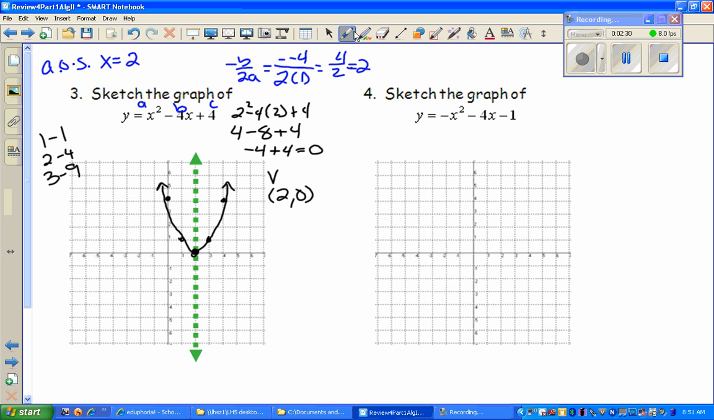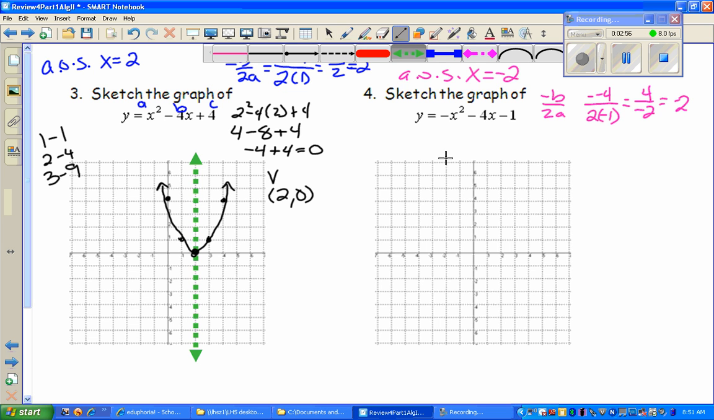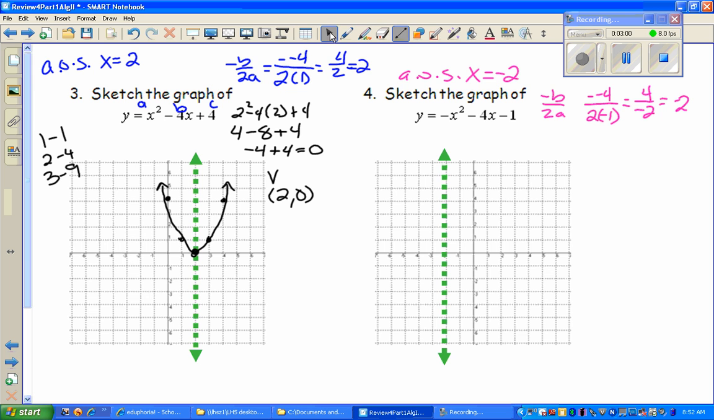Number 4 is the same format. So again, I'm going to do the negative b over 2a. So here, again, negative 4 over 2 times a. In this case, a is negative 1. So this is going to be 4 over negative 2, which is negative 2. So the axis of symmetry is at x equals negative 2. So I'm going to graph that. So my parabola will surround that axis of symmetry.